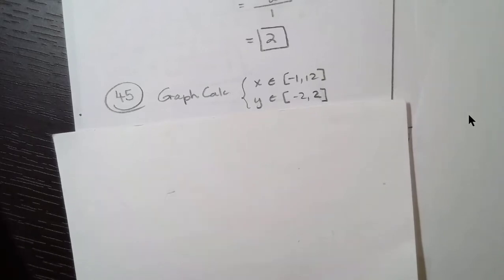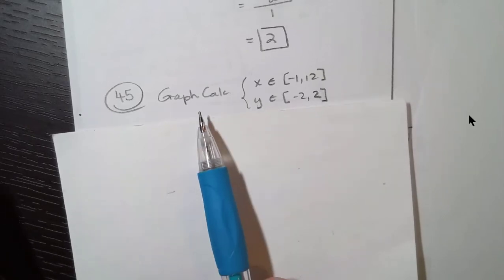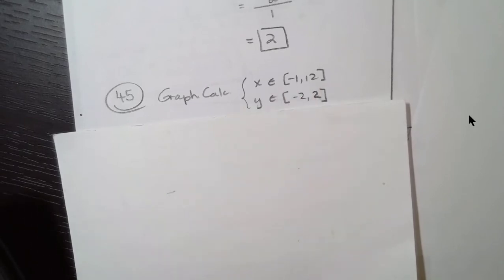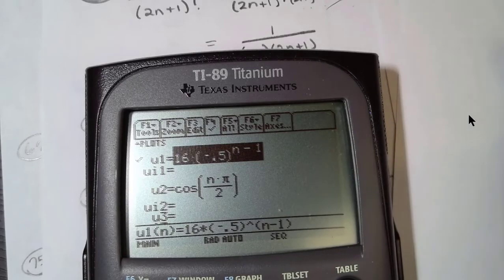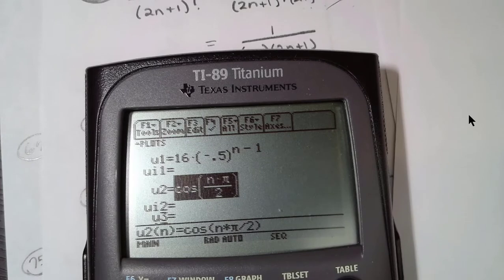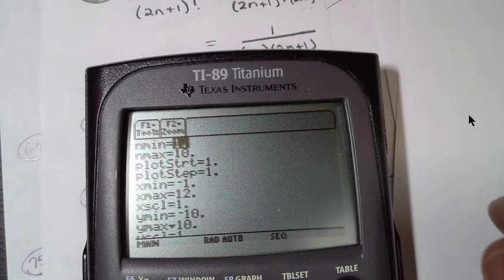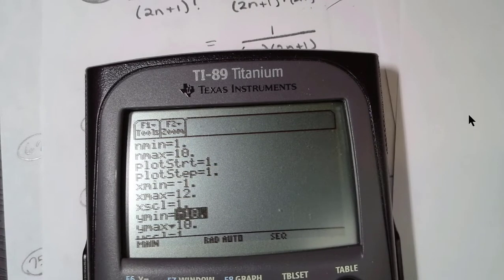So for 45, again, we're going to put this one on the graphing calculator. X is going to go from negative 1 to 12. Y is going to go from negative 2 to 2. I've already entered this one, so I'm going to turn off that function and come down here and turn this one on. Going to go change my window. Same X. Y is going to go from negative 2 to 2.